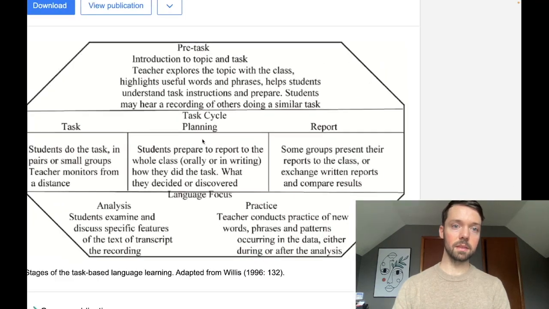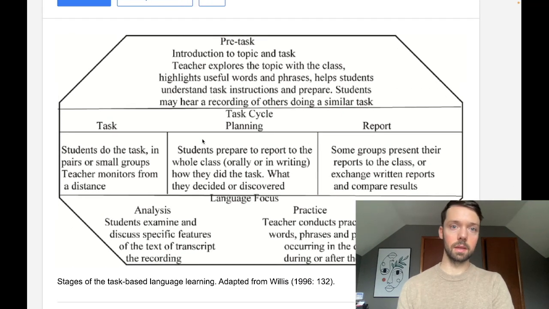Okay, so this has been adapted from Willis 1996. This is basically what the template for your lesson would look like. You would start off with the pre-task, and the pre-task would be an introduction to the topic and task. It would also usually be meaning focused or focused on language. We're going to talk more about that in a moment. After that, you would have your main task. This is your task cycle, which includes the students doing a task, then the students somehow planning, and then reporting. And finally, you would have the language focus at the end, which is when students would begin to focus on form.